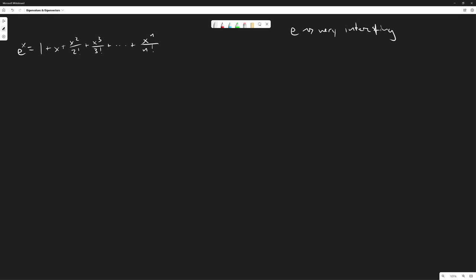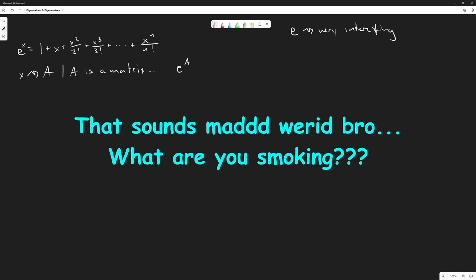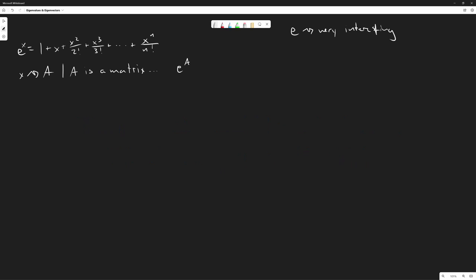So what if instead of x, we replace it with A, such that A is a matrix? For starters, you can be like, yo, we're going to take the exponent and raise it to some matrix? How is that? What? That's weird. And yeah, I agree. It is weird. It's very interesting, but bear with me for a bit.